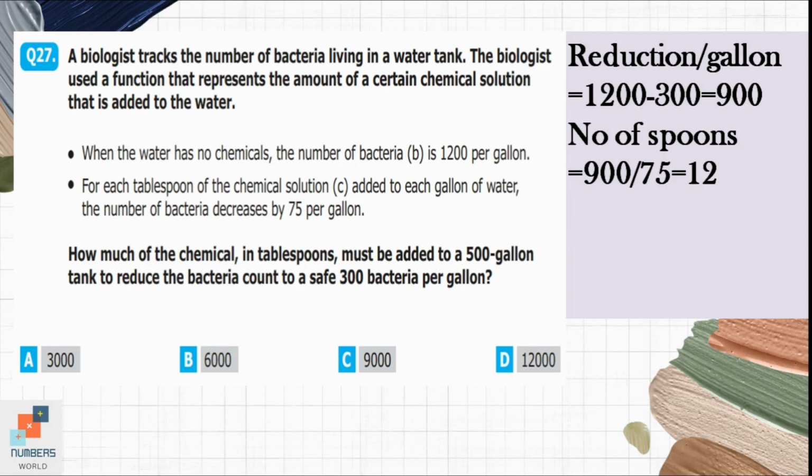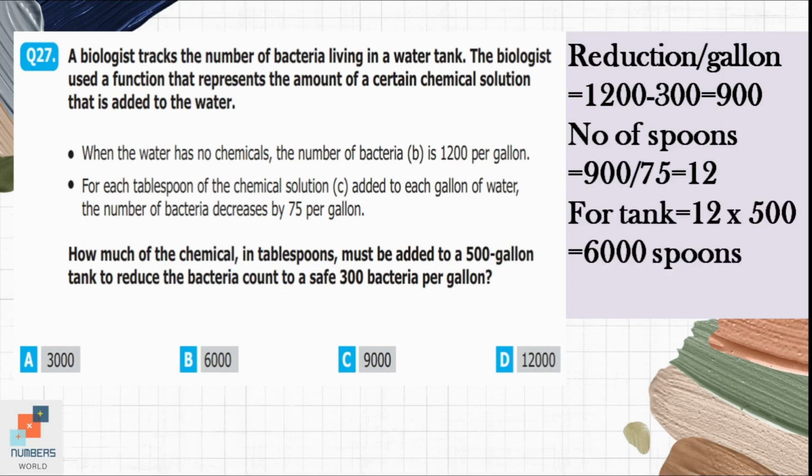Now, to calculate the number of tablespoons needed for a 500-gallon tank, we will multiply 12 by 500, that is equal to 6,000 spoons. So option B is the correct one. 6,000 tablespoons of the chemical solution must be added to a 500-gallon tank to reduce the bacteria count to a safe 300 bacteria per gallon.